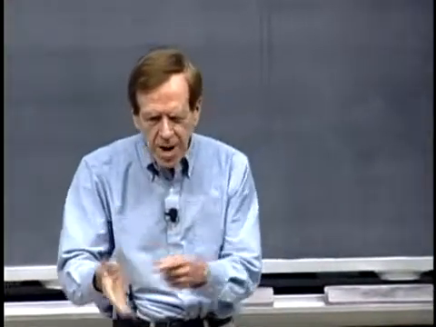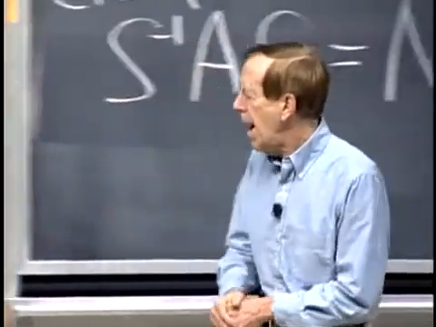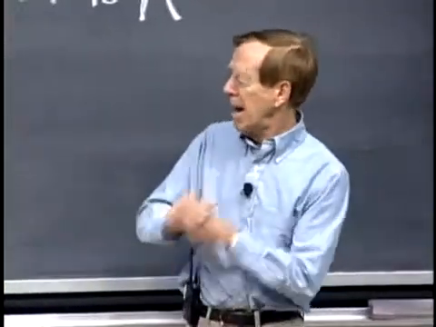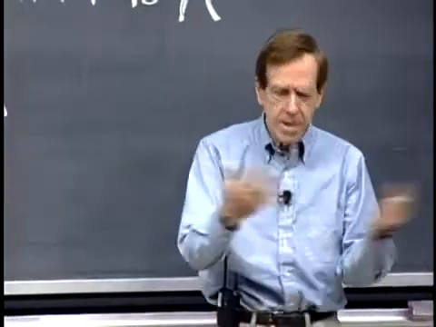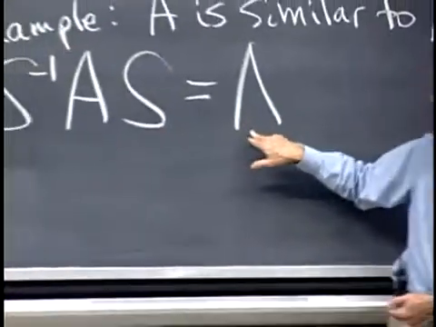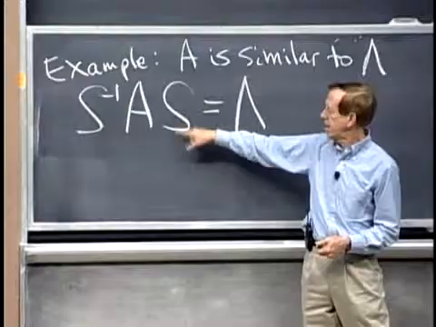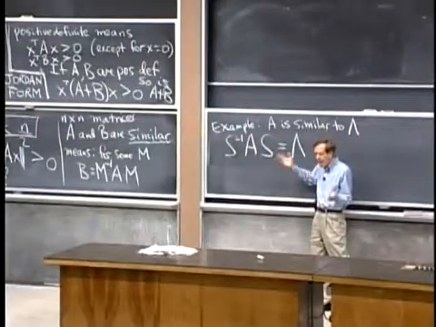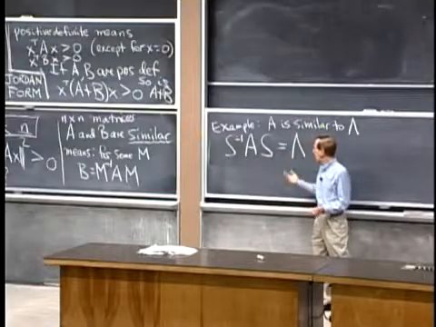Each one in this family is connected to each other one by some matrix M, and the outstanding member of the family is the diagonal guy. That's the simplest, neatest matrix in this family of all the matrices that are similar to A. The best one is lambda. But there are lots of others, because instead of S, I can take any old invertible matrix M, and do it.